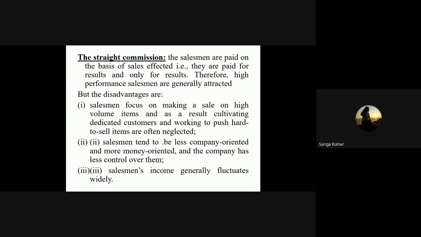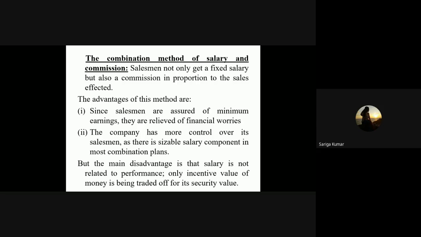Okay. Now we have the combination method, which is a combination of both what we have discussed, where the commission as well as the salary will be joined together. Here, the salesman not only gets the fixed salary, but also gets a commission on whatever sales that person has done, in some proportion. As I told you.